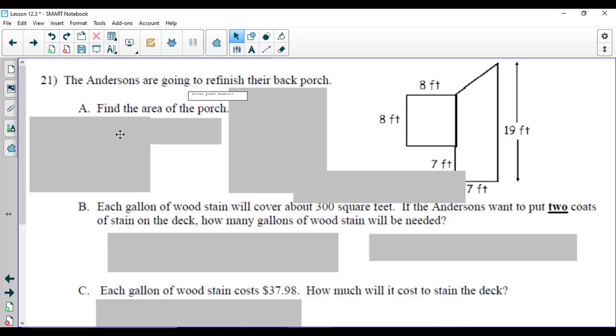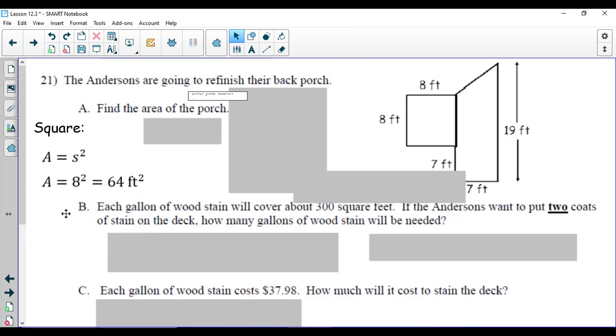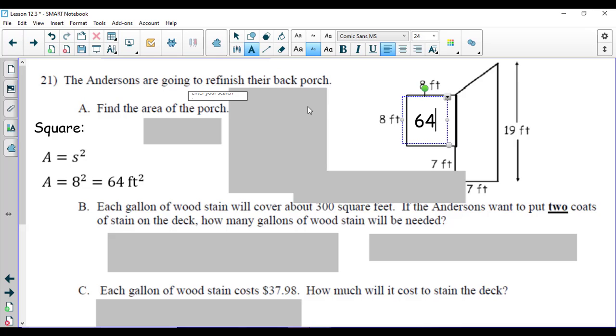So I'm going to start by finding the area of the square, and it's an 8 by 8 square, so that's right here. And I'll do s squared, which is 8 squared, so the area of the square will be 64 feet squared. So that's for this region right here. I'll just go ahead and type in a 64 here for the area of the square.